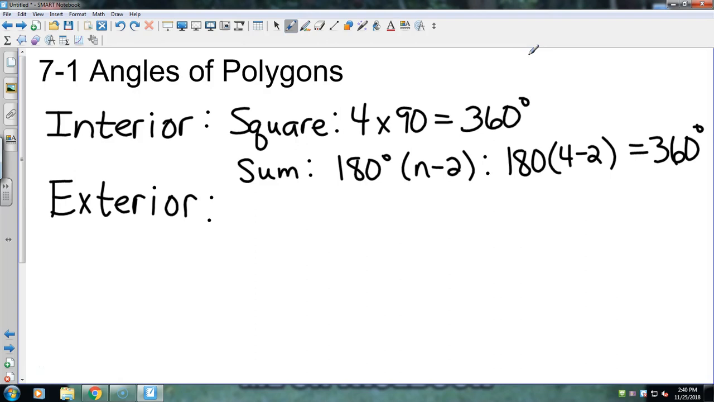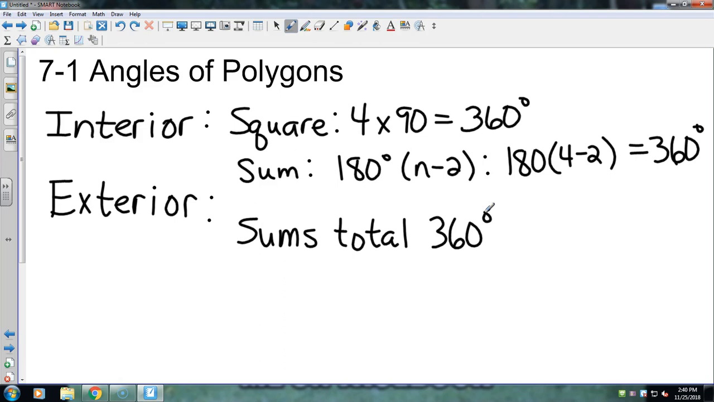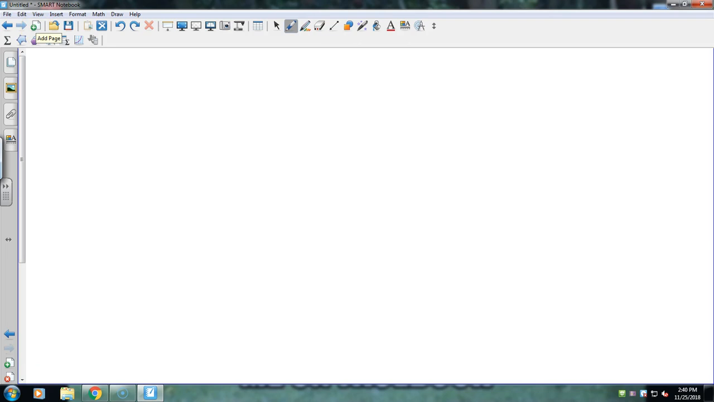Now, exterior angles, the exterior angle sums total 360 degrees. So it doesn't matter what size of shape it is, all of the exterior angles added together are going to give me 360 degrees. And so let's look at some examples maybe out of the book. Let's say I don't want to do that one. That one's pretty easy.